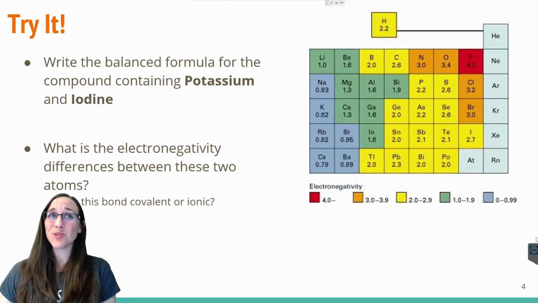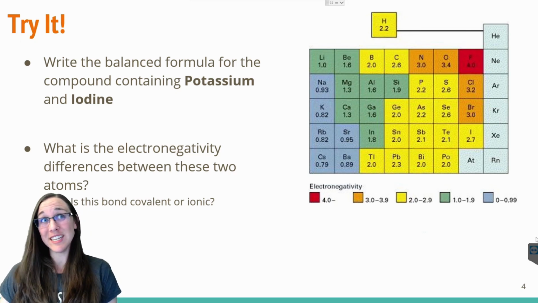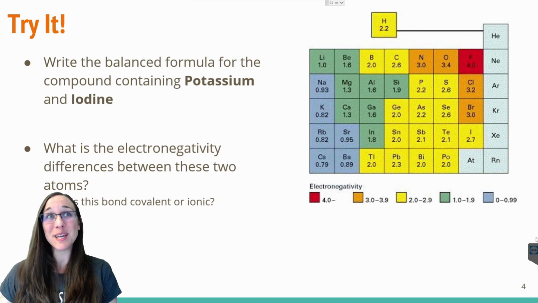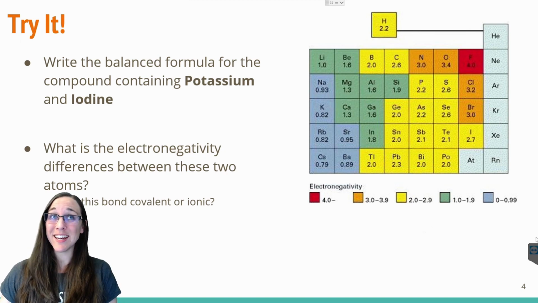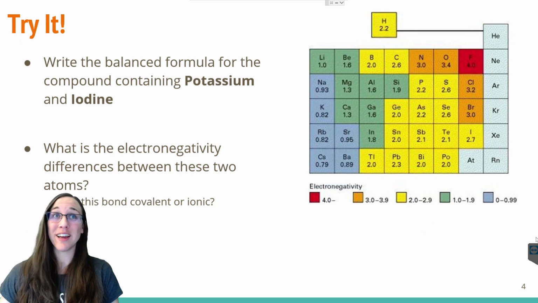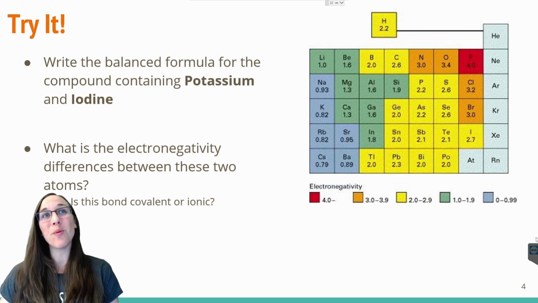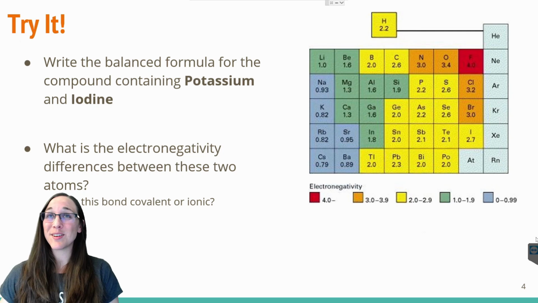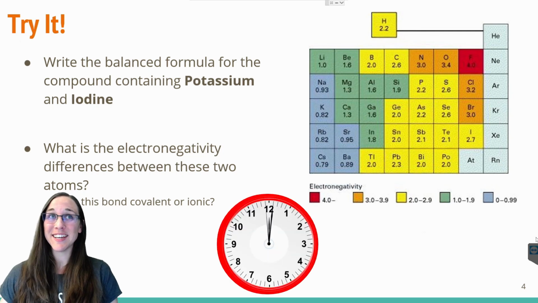Let's see if you get it. Try figuring out the electronegativity difference between potassium and iodine. As a quick refresher, a nonpolar covalent bond's electronegativity difference range is 0 to 0.5. And a polar covalent bond's electronegativity difference range is typically 0.5 to 1.7. And as we just learned in the previous slide, an ionic bond's electronegativity difference range is 1.8 to 3.3. Go ahead and pause here and give it a try.